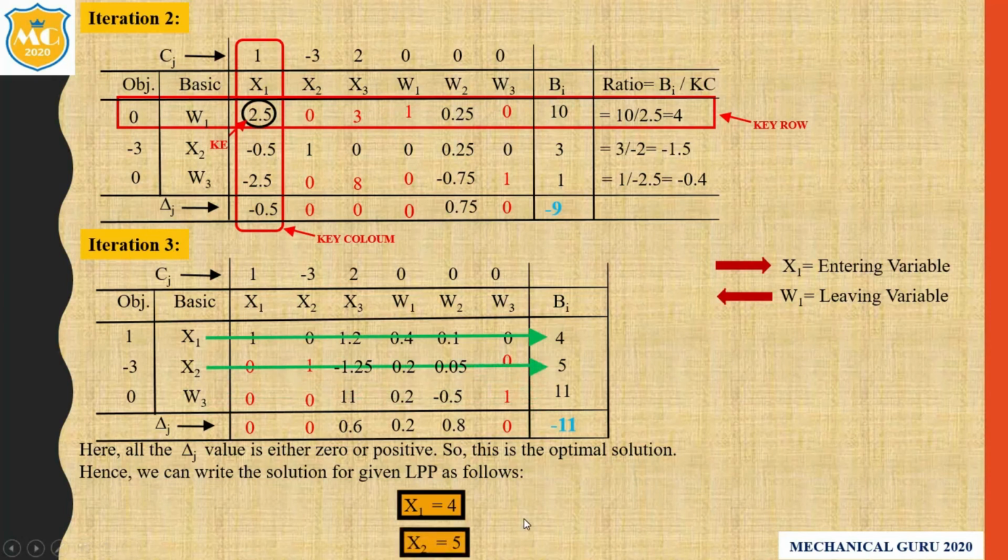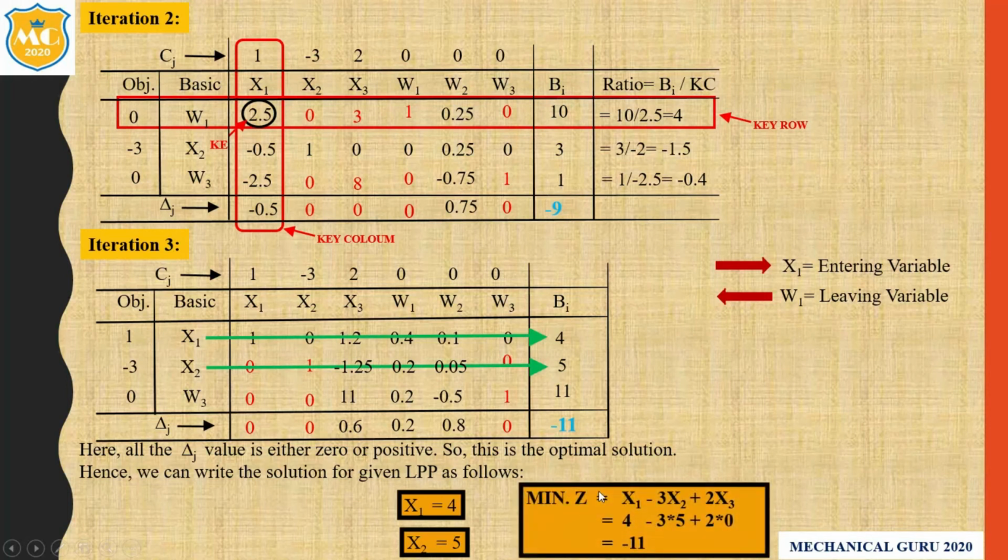Now this value we have to put into our original objective function, that is minimize z is equal to x1 minus 3x2 plus 2x3. So x3 is 0. So here we get minimize z is equal to minus 11. Okay, so this is the first method to find the optimal solution, and this is the second method. So this problem here I will solve by minimization.